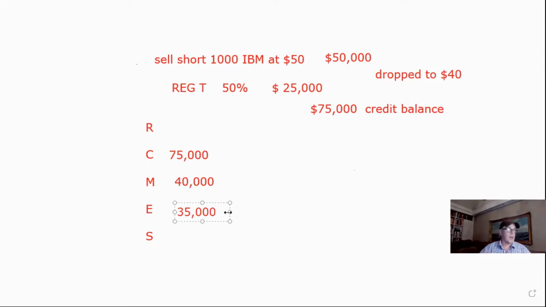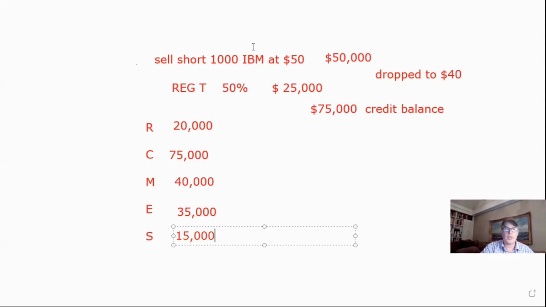They always want SMA. So how do we do SMA? SMA is going to be equity minus Reg T. Now remember, Reg T is half the market value. Look over here. 40 is the market value, so our Reg T is going to be 20. Equity is 35, Reg T is 20, so our SMA is 15 grand. If they ask you how much money you can withdraw, that's the SMA, that's the 15 grand. Pretty simple, I think.